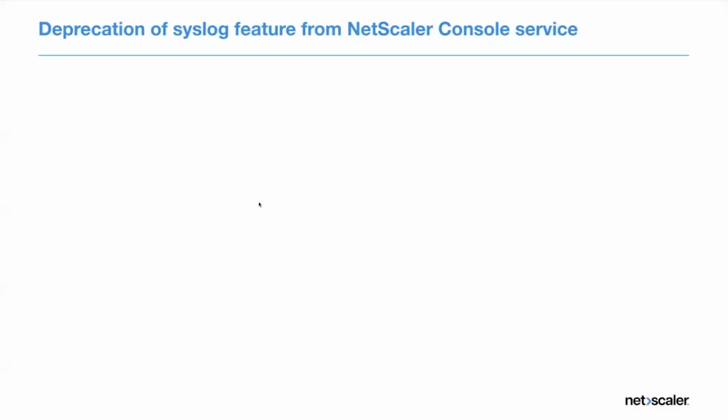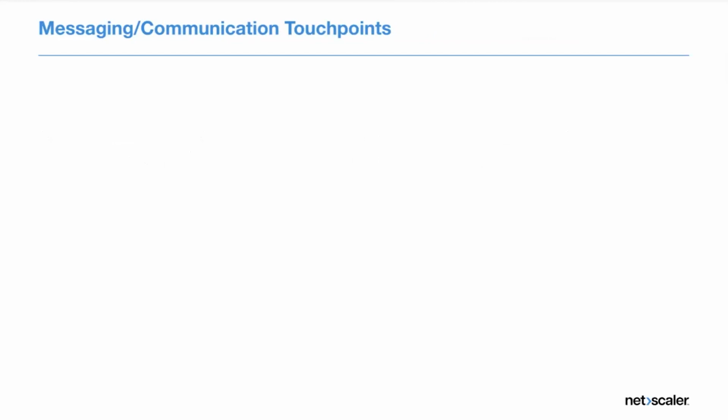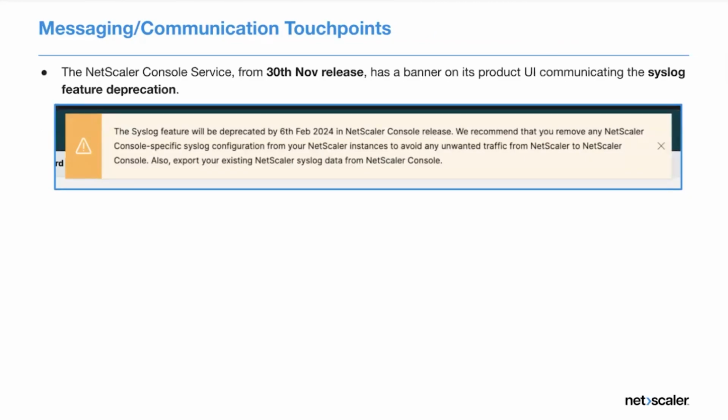As we know, the Syslog feature, which allows the NetScaler Console to be used as a Syslog destination server, will be going away. After 6th Feb onwards, even if the NetScaler is configured to forward the syslog data to the NetScaler Console service, it will no longer be able to process or store those post 6 Feb.